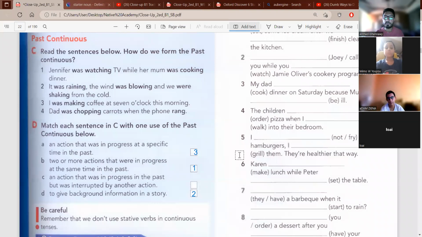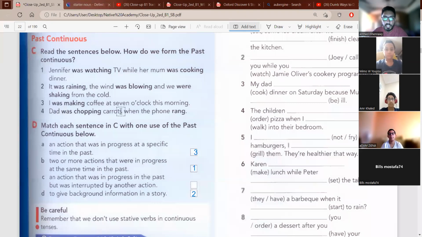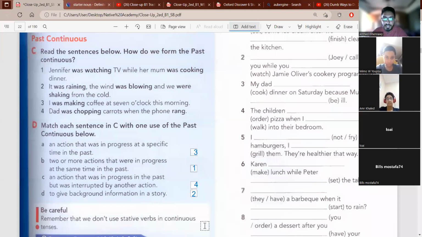Okay, I want you guys to pay attention here. Focus well. Here, guys: my dad was chopping carrots when the phone rang. This is sentence number 4, and it's going to be, of course, with letter C. Okay, I want you to understand something, guys. I want you to pay attention. Can you hear me, all of you?